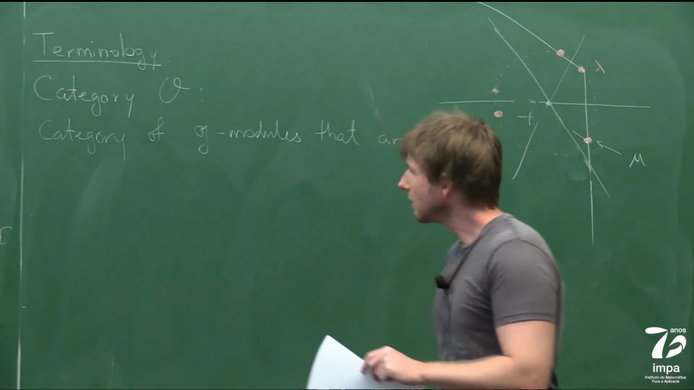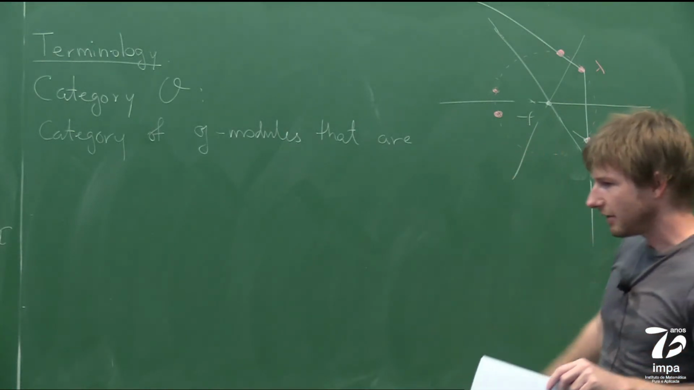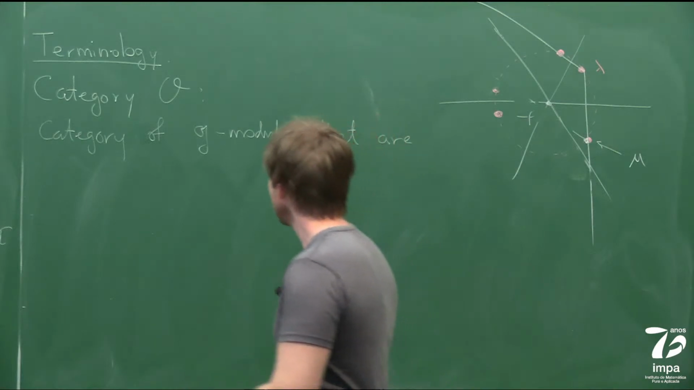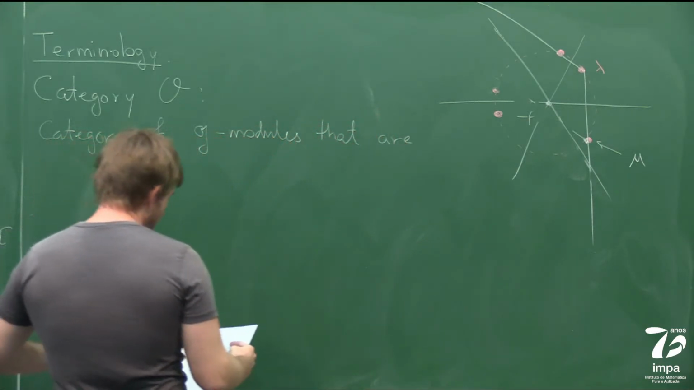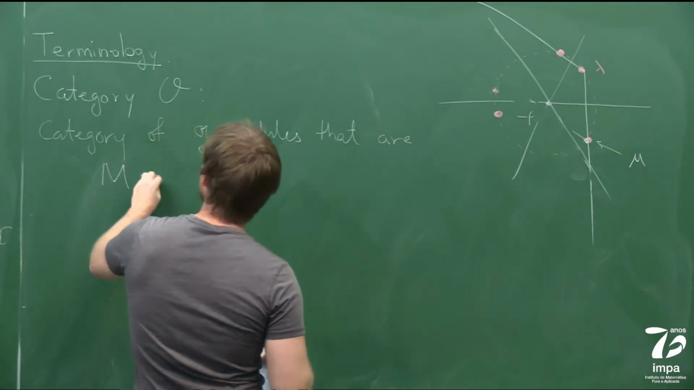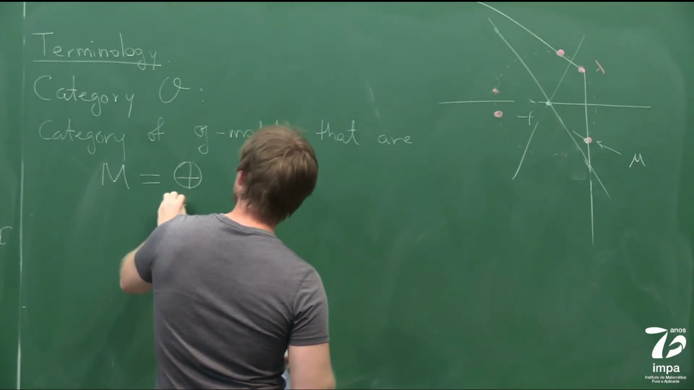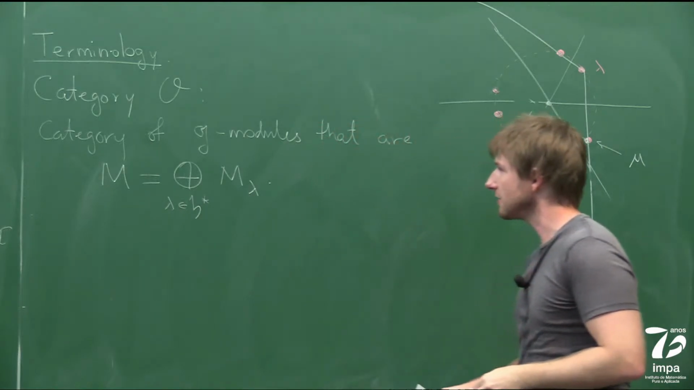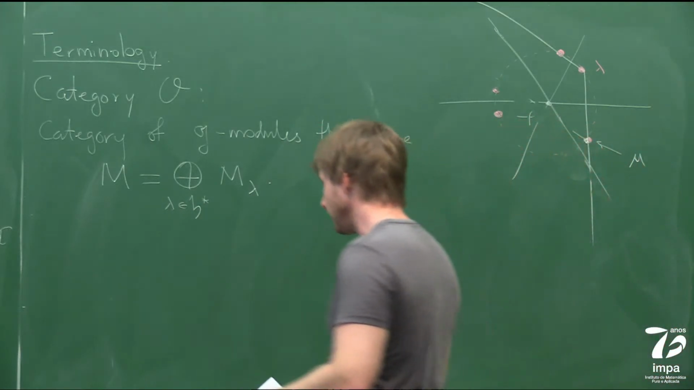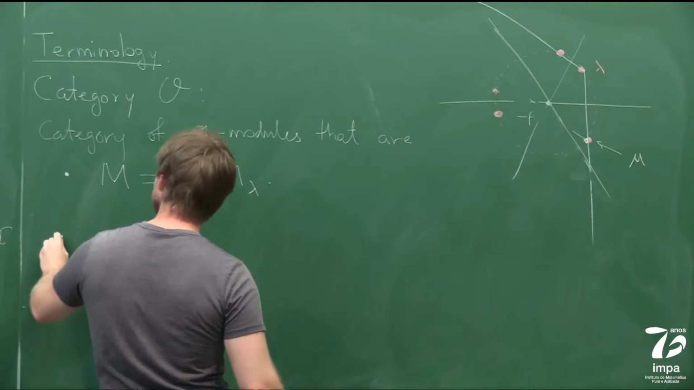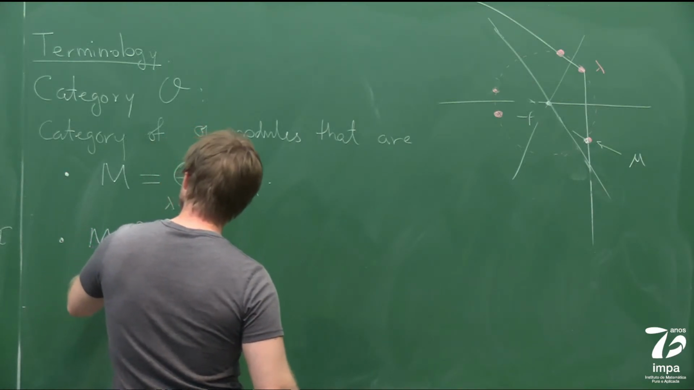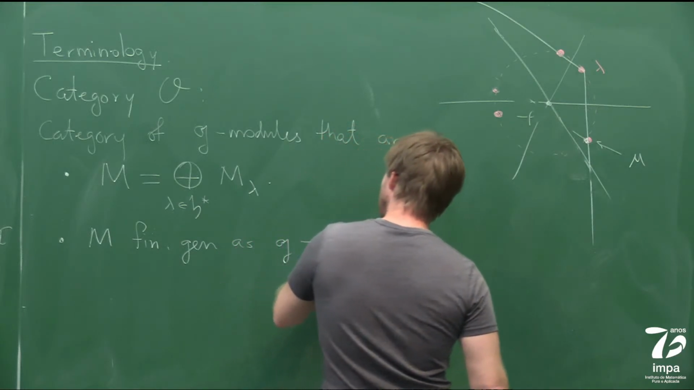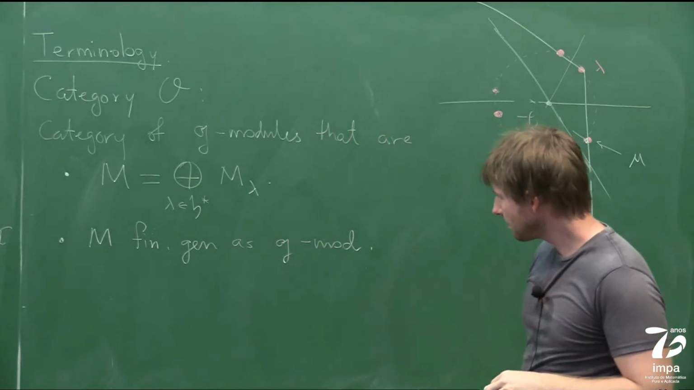So it's good to establish the category of modules that we're going to work in. And the right category is the so-called category O. This is the category of G modules that are weight modules, so they have a decomposition into weight spaces. They should be finitely generated as a G module.